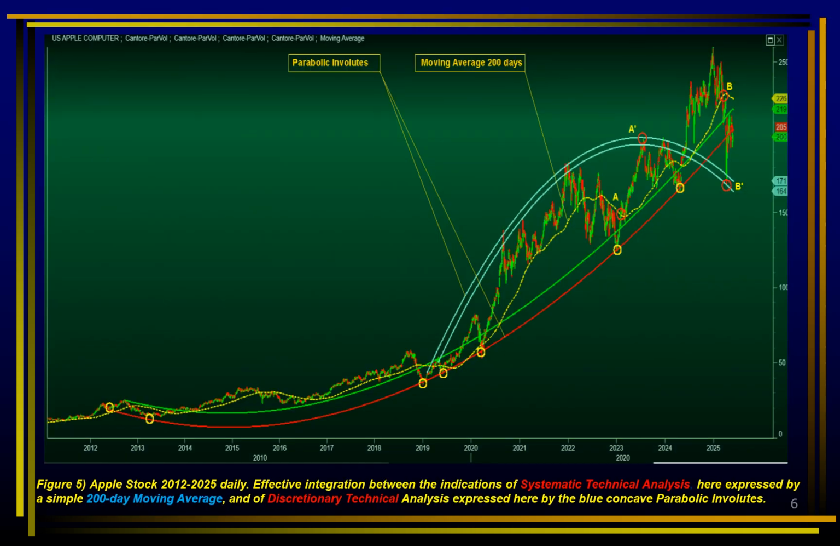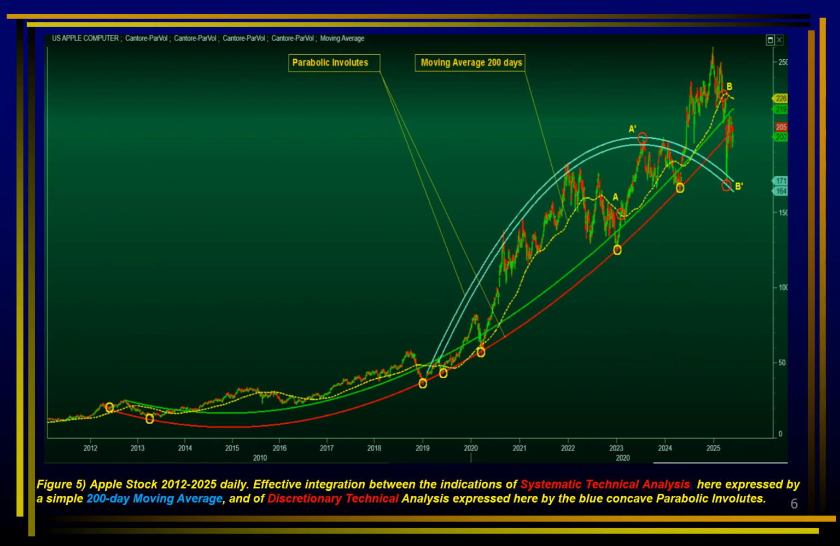Figure 5. The nonlinear graphical analysis methods provide an effective integration between the indications of systematic technical analysis, here expressed by a simple 200-day moving average, and those of discretionary technical analysis, expressed here by the blue concave parabolic involutes.